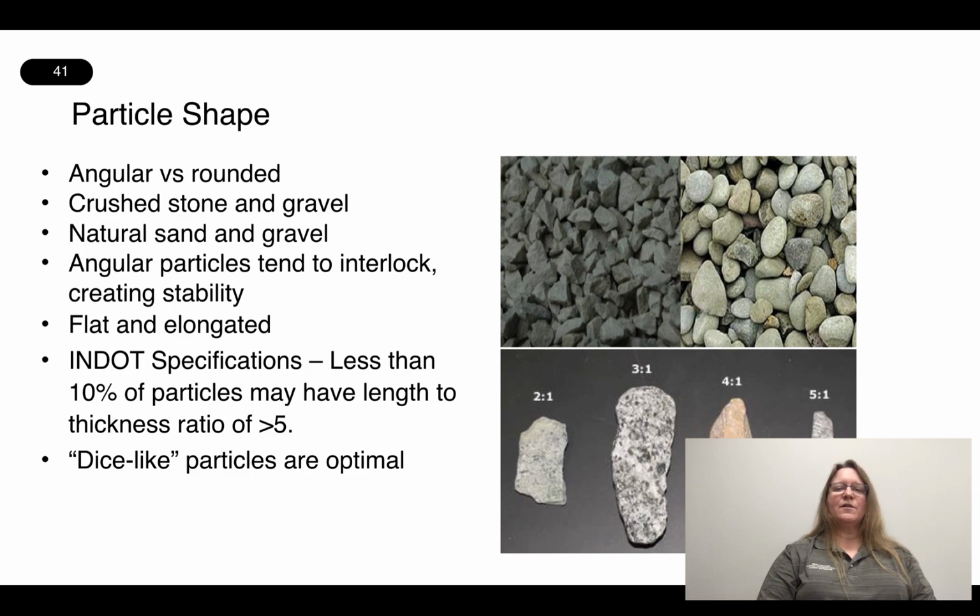And angular particles tend to interlock, creating stability, as you can imagine. And then you've got those particles there at the bottom, which would be considered flat and elongated. Our specification is that 10% of the particles may not have a length to thickness ratio of greater than 5. And dice-like particles, that's the optimal shape we like to see.